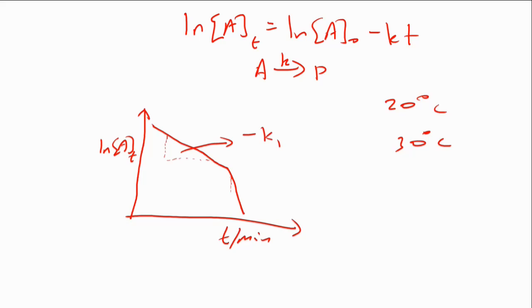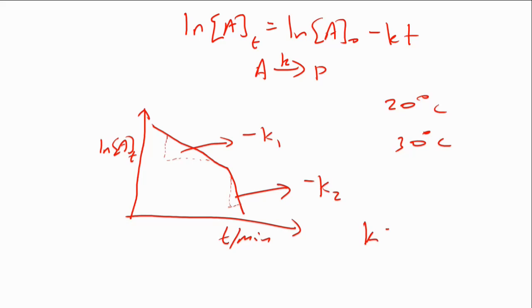Because you change the temperature, the slope becomes steeper. The rate constant would have changed then, right? Minus K2. Okay? And all of this was told to you by Arrhenius, because remember what Arrhenius says.